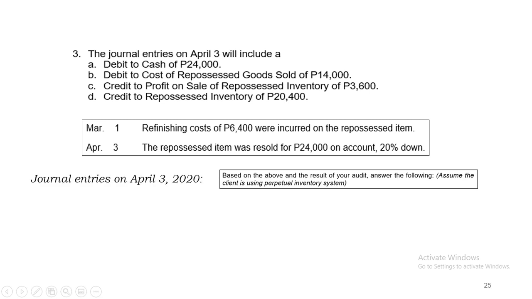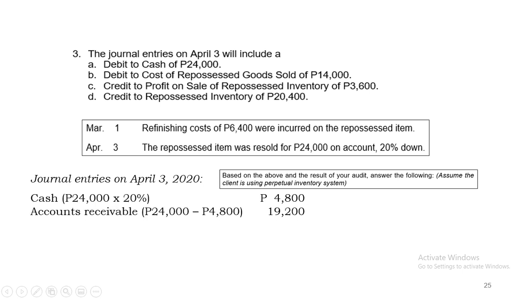So, for the journal entries on April 3, 2020: for cash, which is the down payment of 4,800, 20%. And then the balance is accounts receivable, 19,200. And therefore, the sale of repossessed inventory is 24,000. And take note, this is a perpetual inventory system.